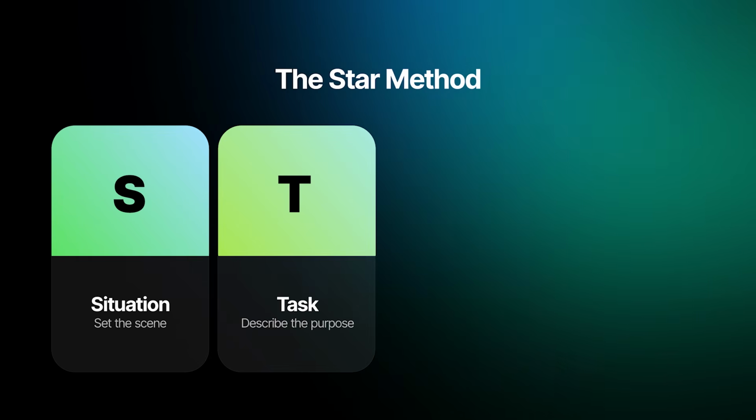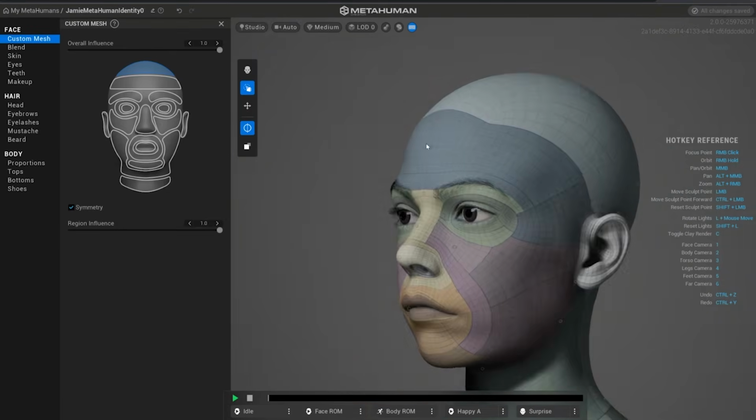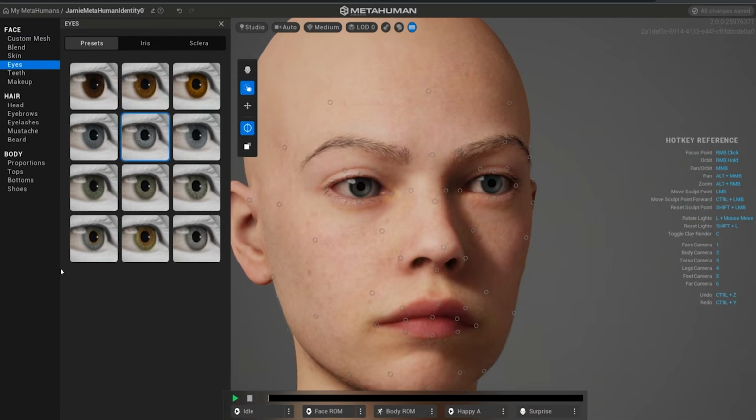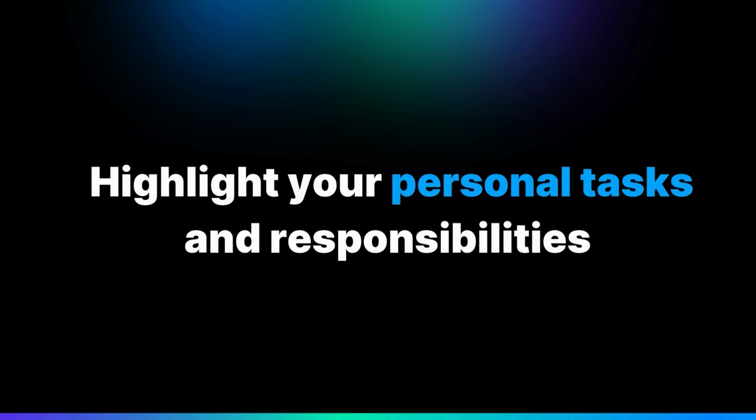Now, moving on to the second step, we have the T, that stands for task. So, if you are working with the whole team, you can definitely cover what was expected from the team. But it's very important that you mention and highlight your personal tasks and responsibilities.